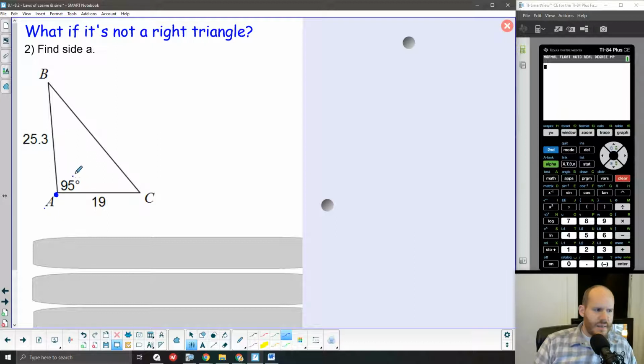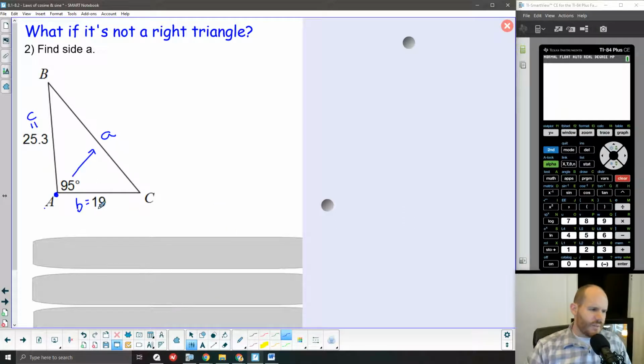The side opposite that vertex, I'm going to identify with the corresponding lowercase letter. So this is vertex A, the side opposite that is side a. For vertex B, the side opposite that would be side b, which in this case is 19. And for vertex C, the side opposite that is 25.3. Okay, it's going to be hard to tell the C's apart, but we'll deal with it.